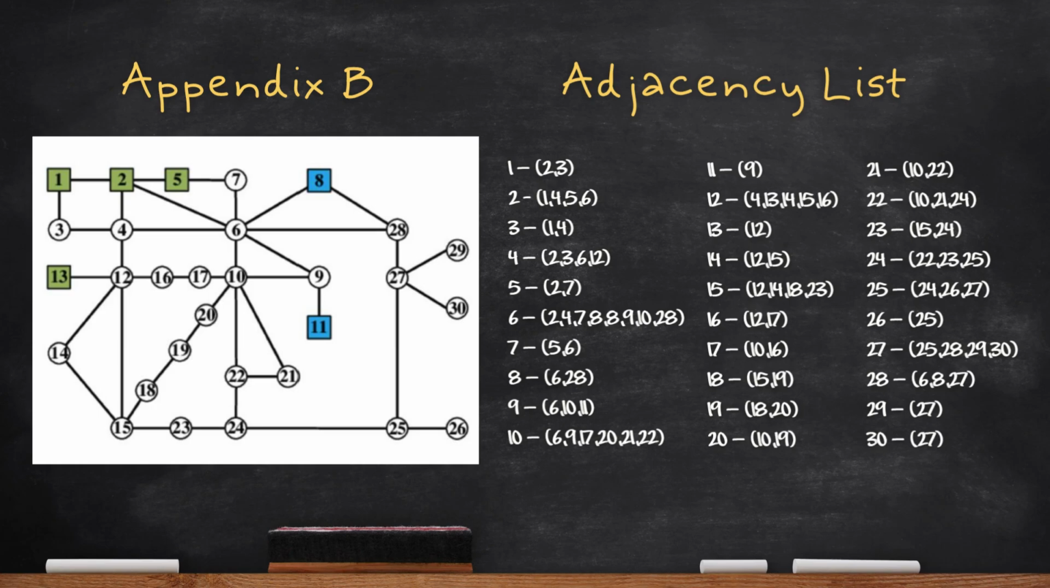Example of how to get the adjacency list. List 1. You have to look for 1 in the Appendix B graph. Look at where the lines from 1 point, then list the numbers, which are 2 and 3. Continue for the rest of the list.